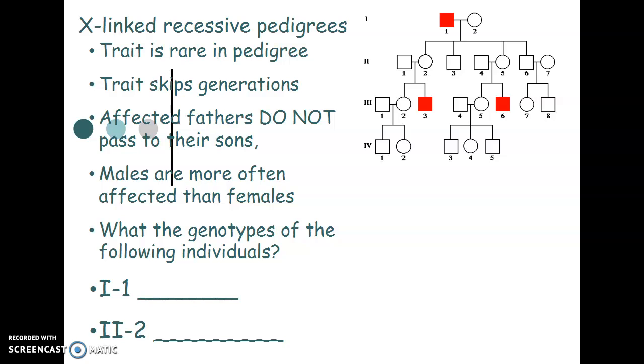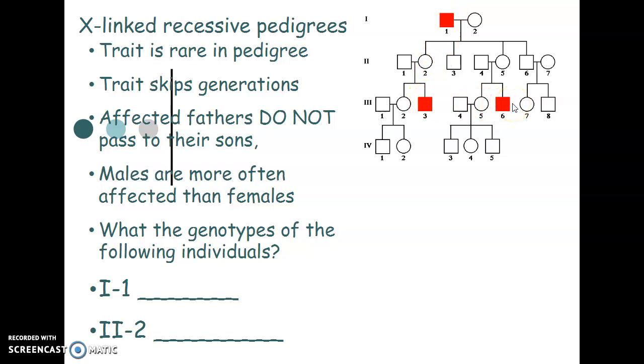If it's an X-linked recessive pedigree, it's also rare. Notice how only 3 individuals in this pedigree chart have the condition. The fathers don't pass it on to their sons. Notice how this father didn't give it to his sons, II-3 and II-6. Their sons do not have it. Males are more often affected than females. All the males have it.